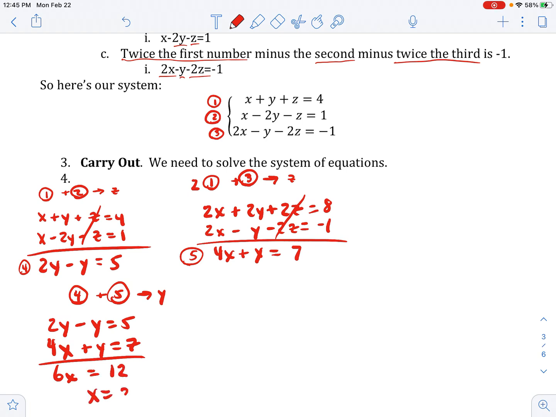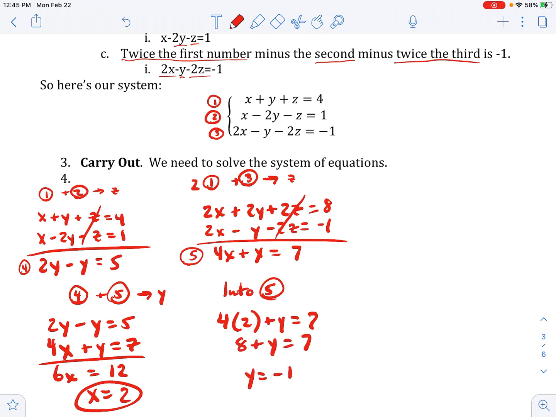And let's go back into equation 4 or 5. Let's go back into 5, okay? So into 5. 4 times 2 plus y equals 7. So 8 plus y equals 7, which means y is equal to negative 1.